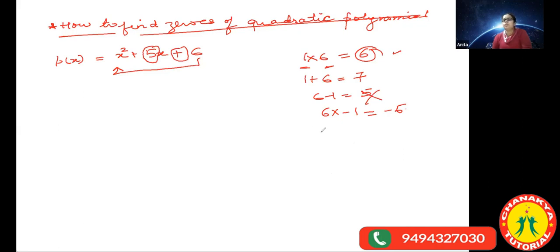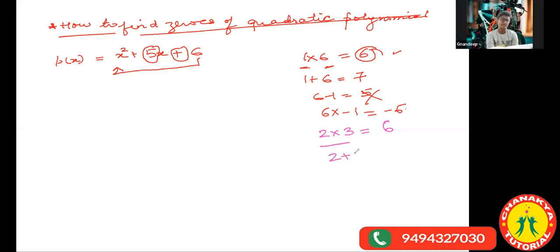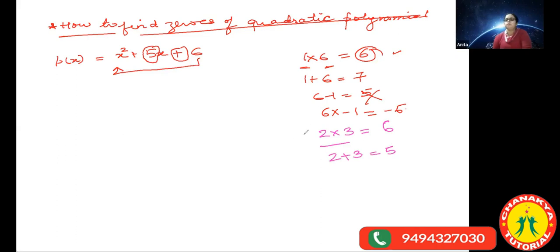Take next factor. You can also write 2 into 3 is 6, or not? These are also factors, 2 into 3 is 6. Yes, class? Yes, ma'am. So if you are adding 2 and 3, you will get 5 only. 2 plus 3 is the middle term.